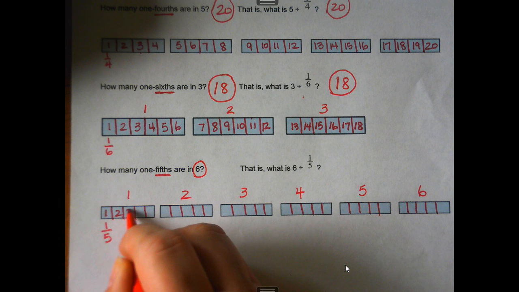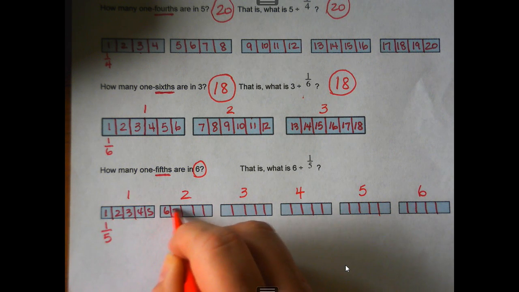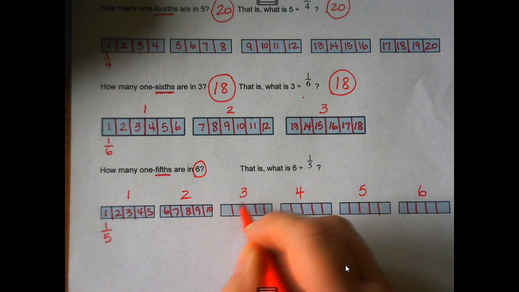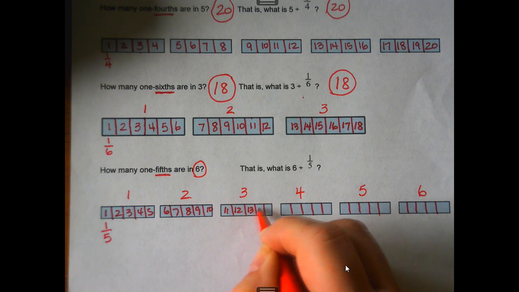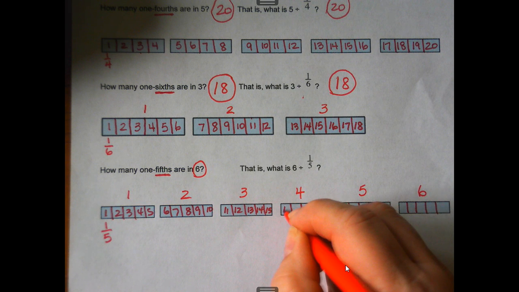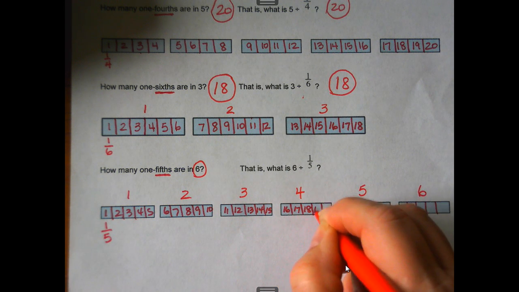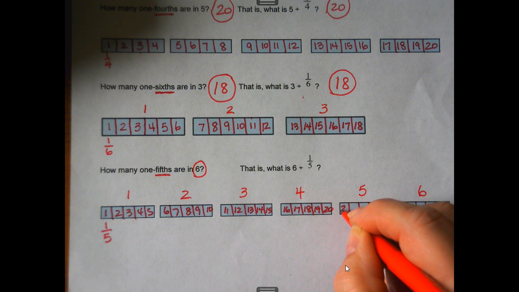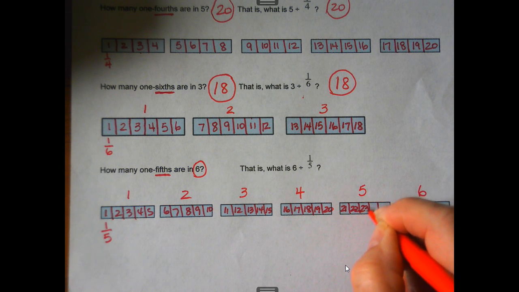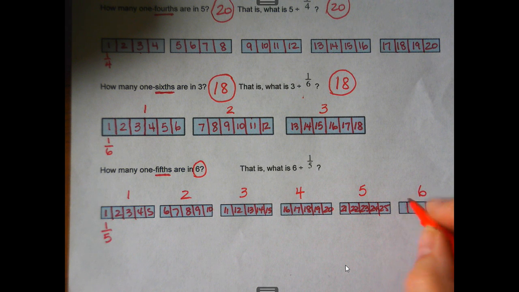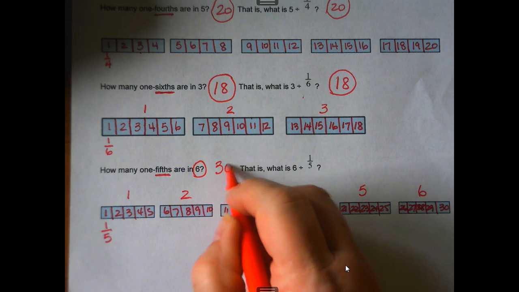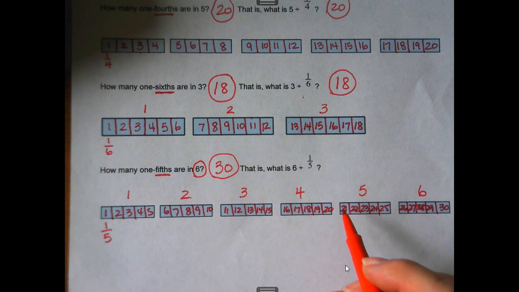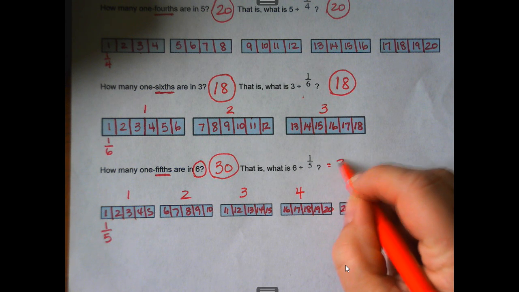We have 1, 2, 3, 4, 5, 6, 7, 8, 9, 10, 11, 12, 13, 14, 15, 16, 17, 18, 19, 20, 21, 22, 23, 24, 25, 26, 27, 28, 29, and 30. How many 1/5 are in 6? There are 30. 6 divided by 1/5 equals 30.